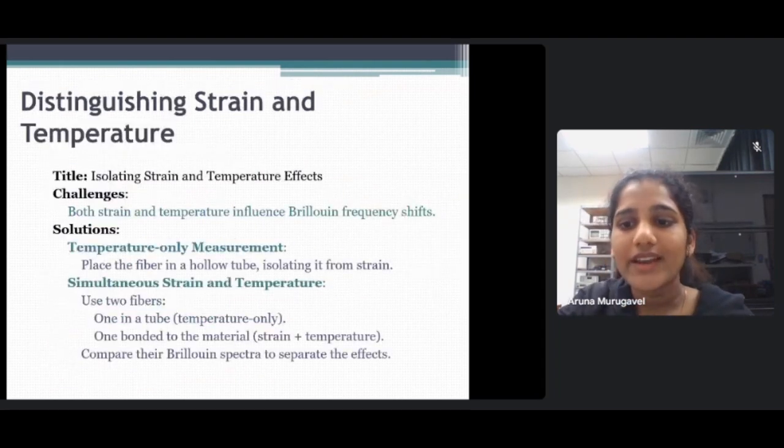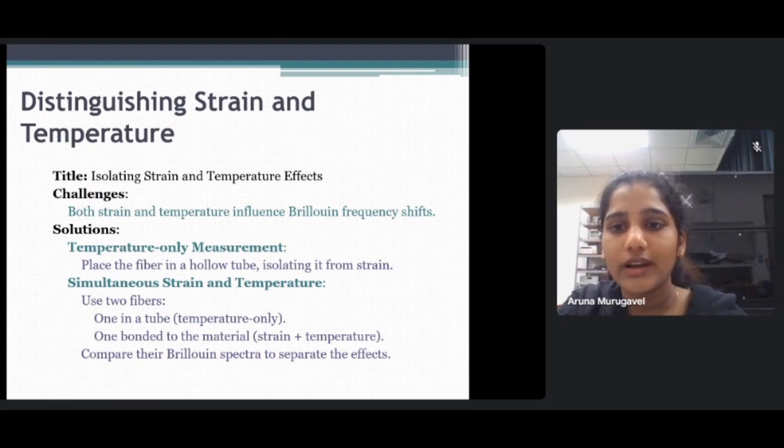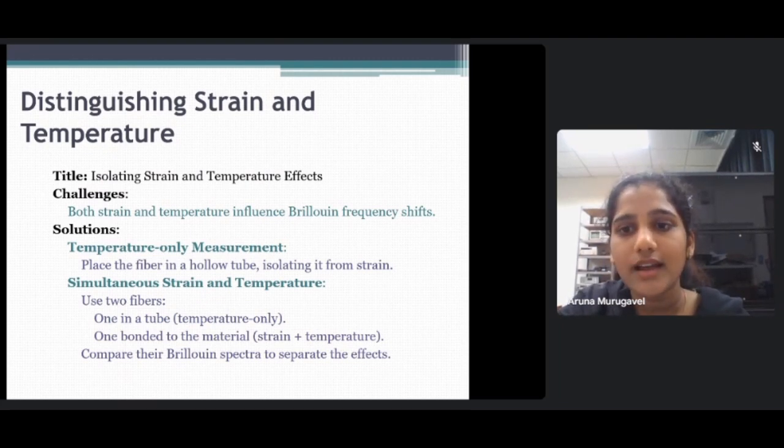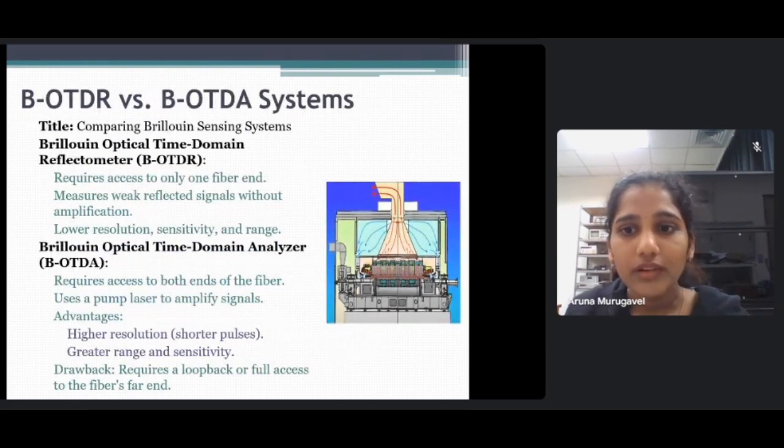Then the strain and temperature isolation. An important consideration is isolating the effects of strain and temperature, as both influence the Brillouin frequencies. This is done using two fibers. One of them measures the temperature only and the other captures both temperature and strain. By comparing the two, we can isolate and accurately measure these parameters.